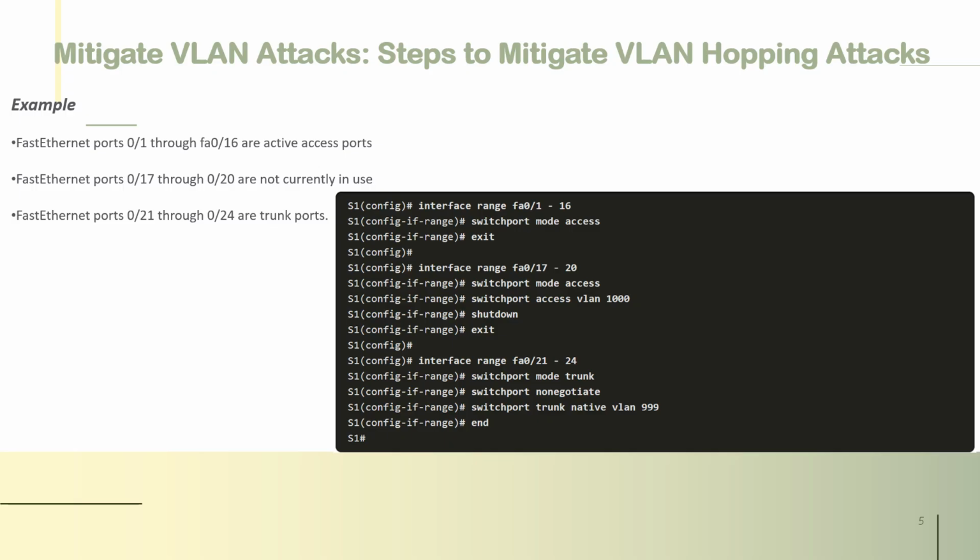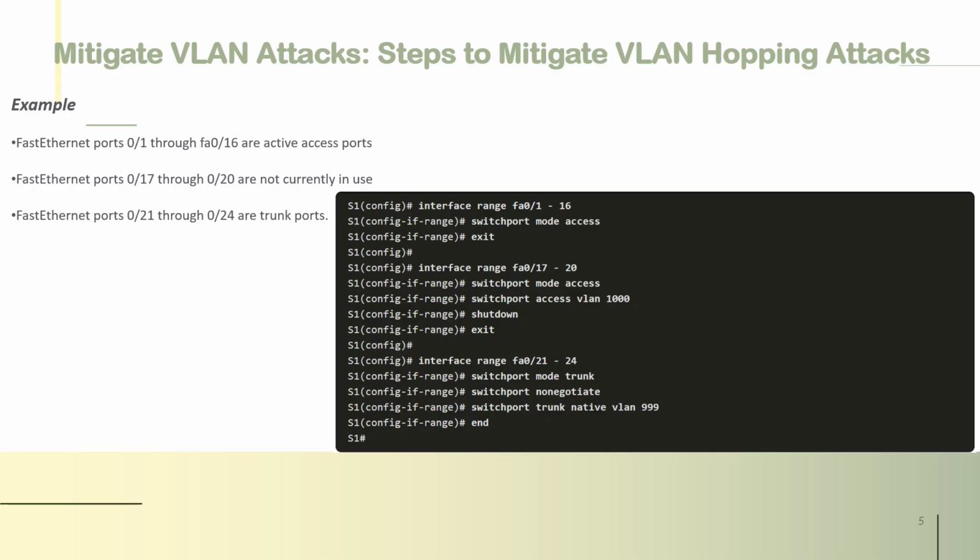And then we also set the native VLAN to be different from VLAN 1. So by using the switchport trunk native vlan 999, we are creating a native VLAN different from VLAN 1.